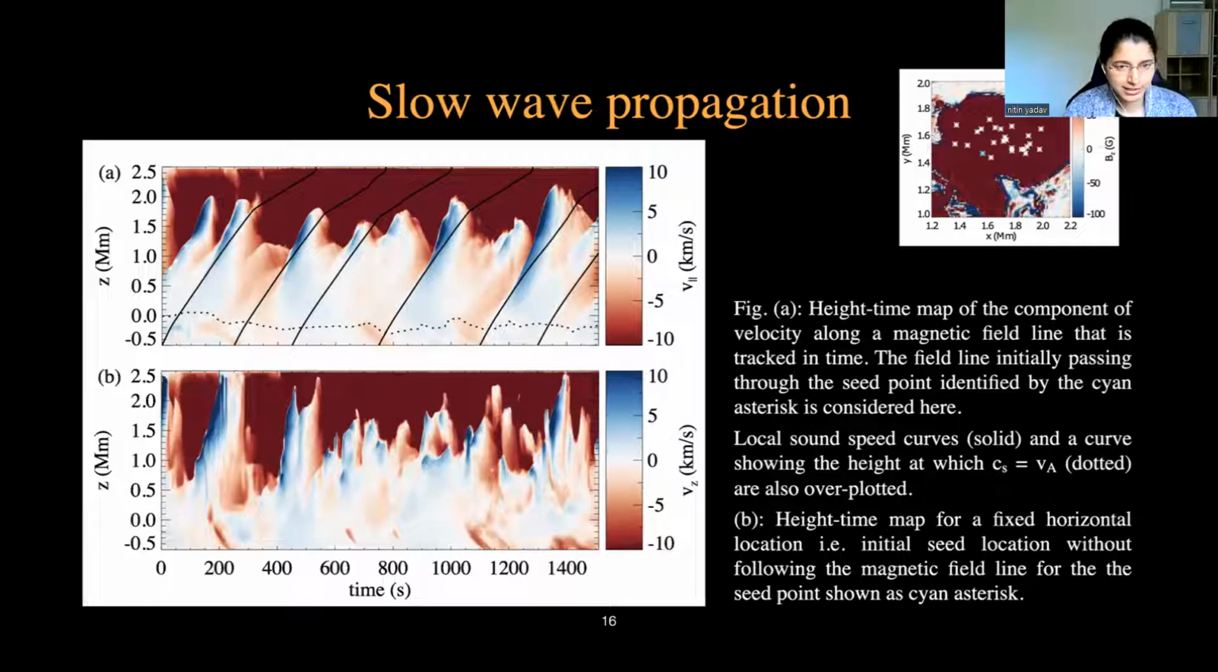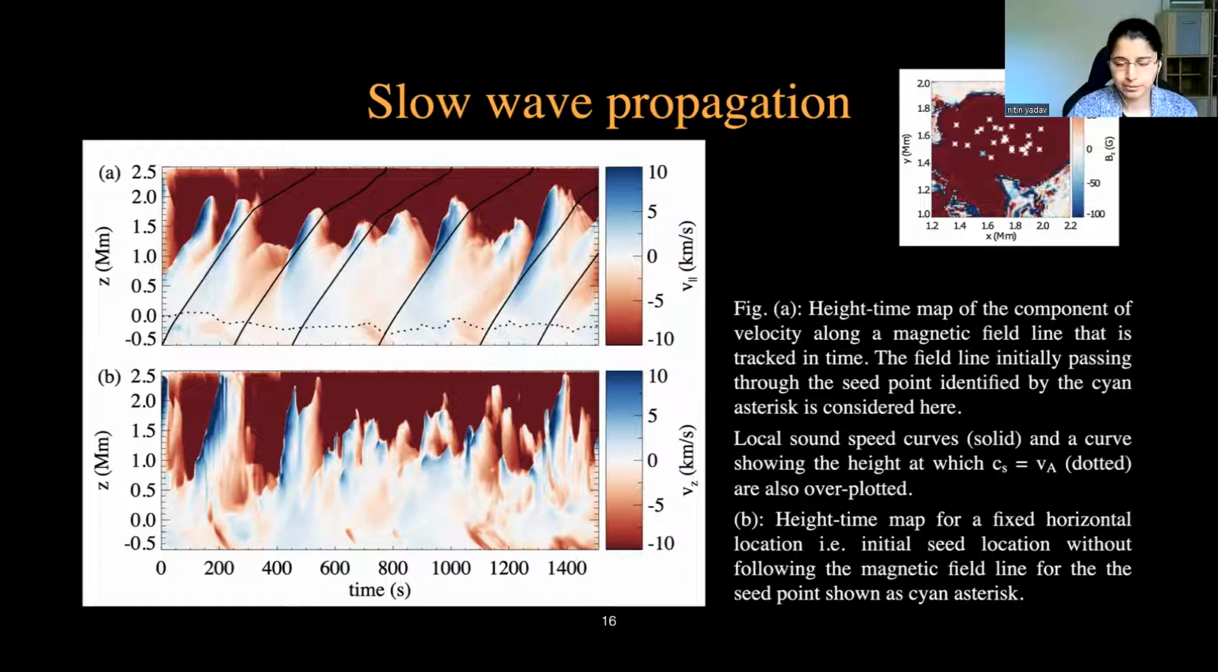And for comparison, in the bottom panel, I have also displayed a space-time map for the vertical component of velocity at the initial location of the selected seed point. This is as it would be observed if we are not tracking the field line in time and we are just observing the vertical component at a fixed location, as we can do in direct observations.